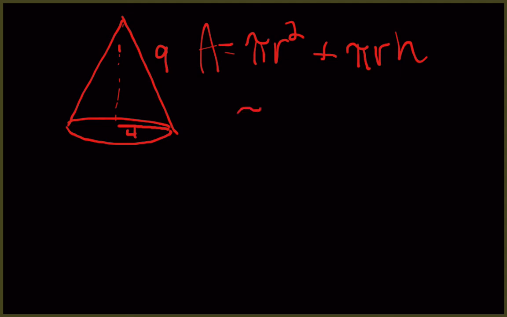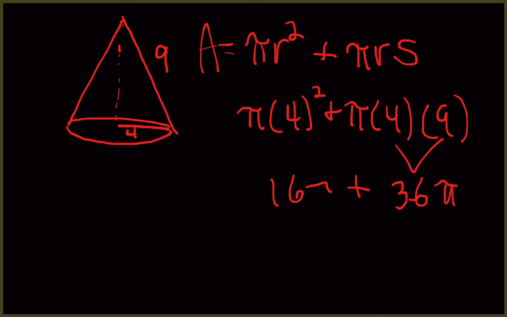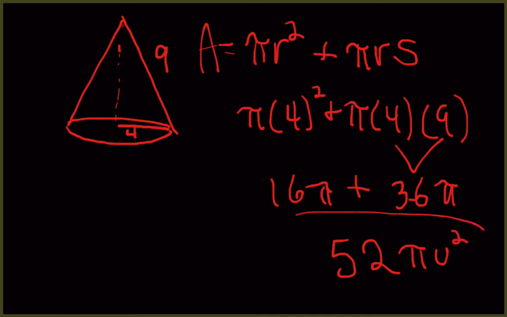Okay, so plugging it in, we're going to get pi times 4, my radius, squared, plus pi times 4 times the slant height. Sorry, the formula is actually S, okay, times the slant height, which is 9. Multiplying that out, you're going to get 36 pi here, plus 16 pi, which ends up being 52 pi units squared.